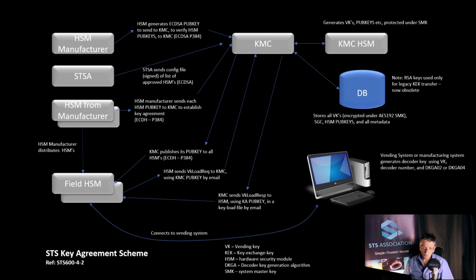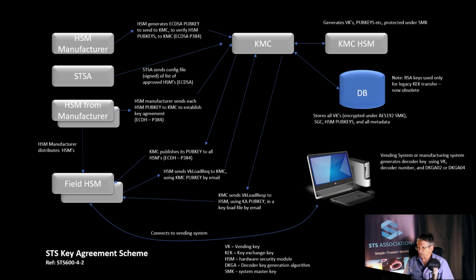Then at this point, after all the keys have been loaded into the security module, essentially the secure module can be connected to a vending system, either as a standalone unit or as a high-speed unit, as we saw before in one of the previous videos. And then it can also be a manufacturing system, by the way, where you have a manufacturing module that requires supply group codes in order to code meters.